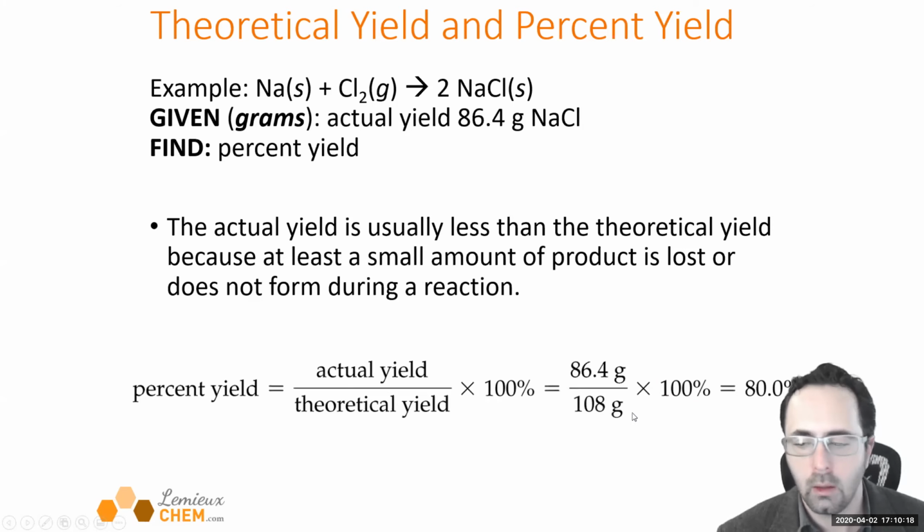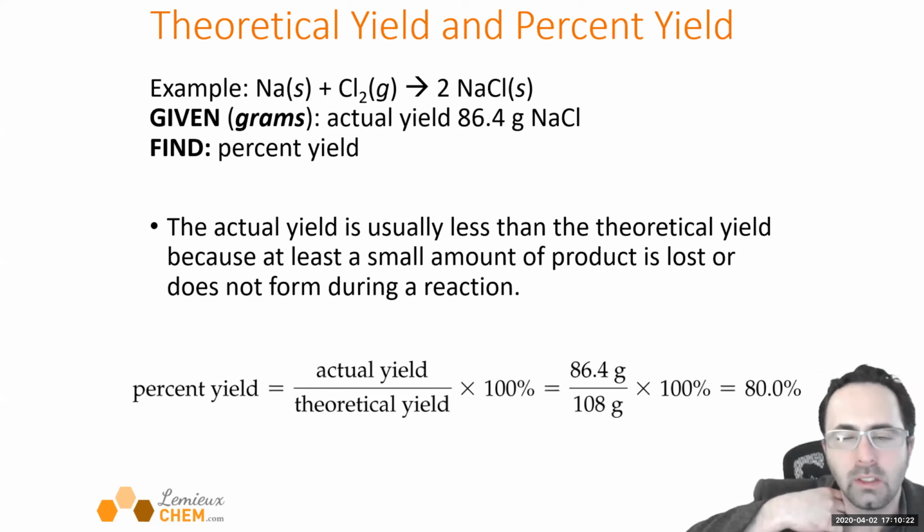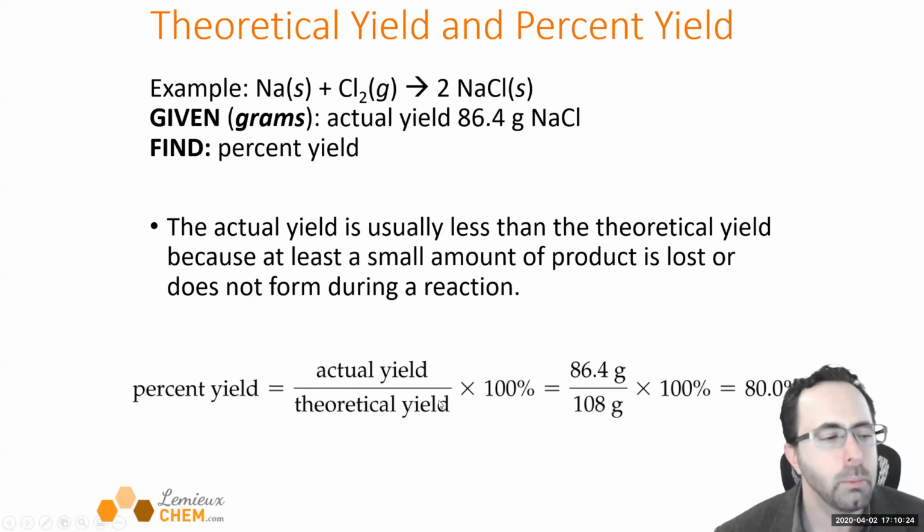Now again, anytime you hear percent, do I memorize the way this percent works? Not exactly. Every percent is really the same. It's the part that you're interested in. Here we're interested in what we actually got, over the whole thing that we could have gotten if everything went perfect, which was the theoretical yield. Then you multiply it by 100% to make it a percent. So the part over the whole times 100%.